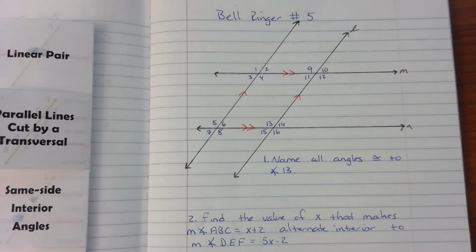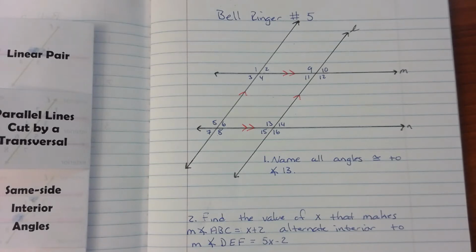We're good? When I alternate, 13 is in this parallel line on top. So to alternate that, I go to this parallel line on the bottom. So it's 13 and 8. Alternate interior. If you go to these parallel lines, 13 is in between. So it's on the left side on the bottom line. Alternate that, the right side on the top line. 13 and 12 are alternate interior angles. Does that make sense?